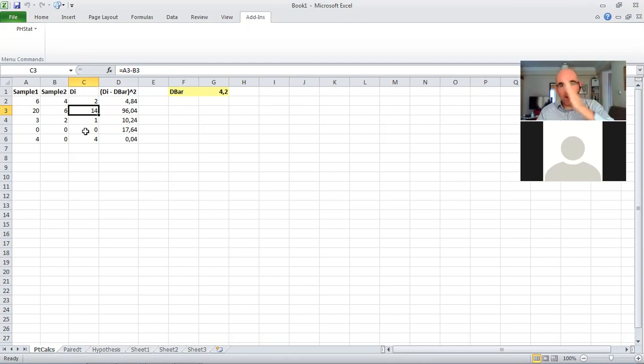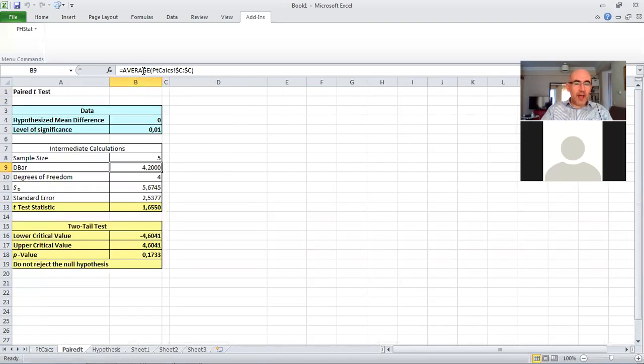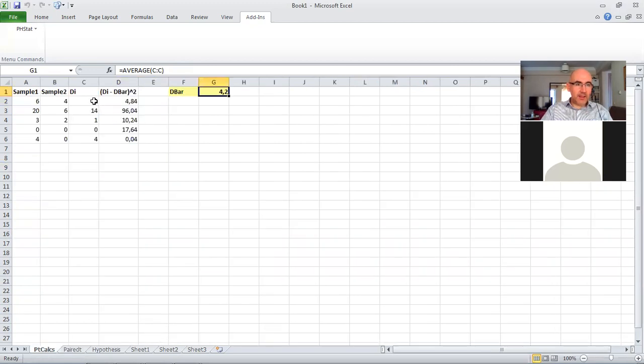You can do it the other way, 2 minus 1, but you have to be careful in how you formulate those one-tail hypotheses. The differences this time are 1 minus 2, and their squares are given here. And the average of those is given here. So in this cell, the average of PTCalc column C, it's the average of these, basically.